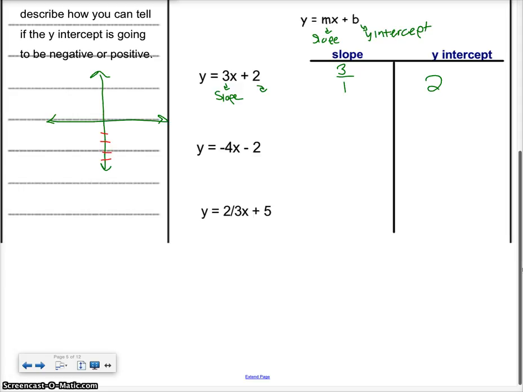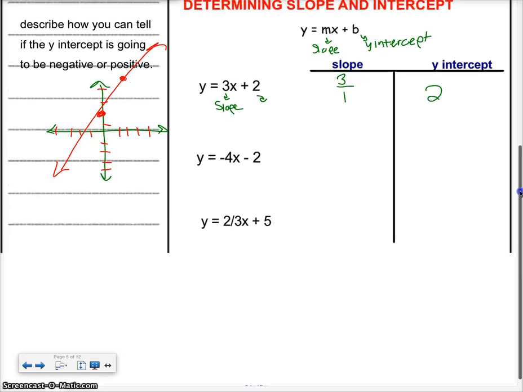I can graph this line by making a dot at the y-intercept, 2, and then using my slope, up 3 over 1, up 3 over 1, up 3 over 1. And you can create the line that way. So much easier. In Unit 4, I'd make you make a table of values. This is so much easier.